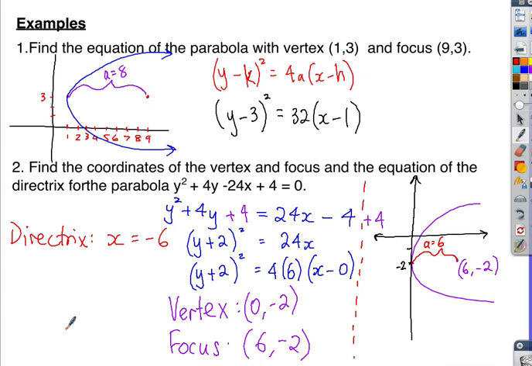So what are you going to do for each of the questions in today's exercise? Diagram. Yeah, totally. Work off a diagram.